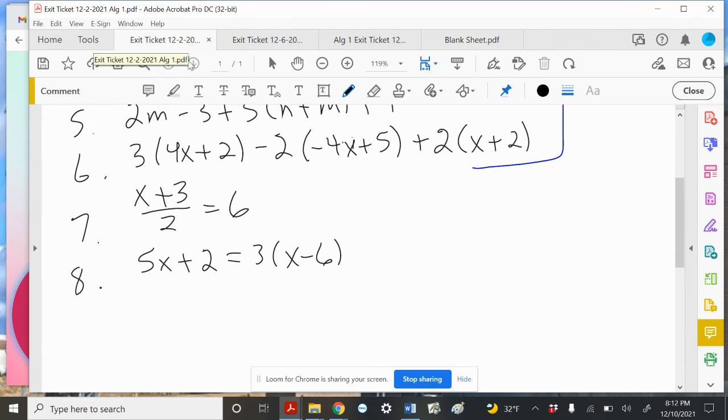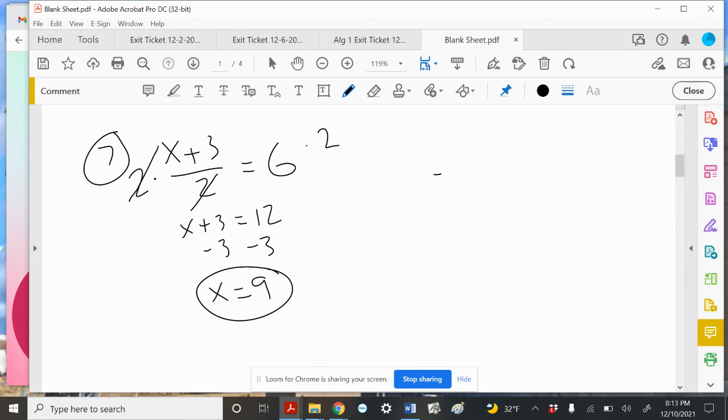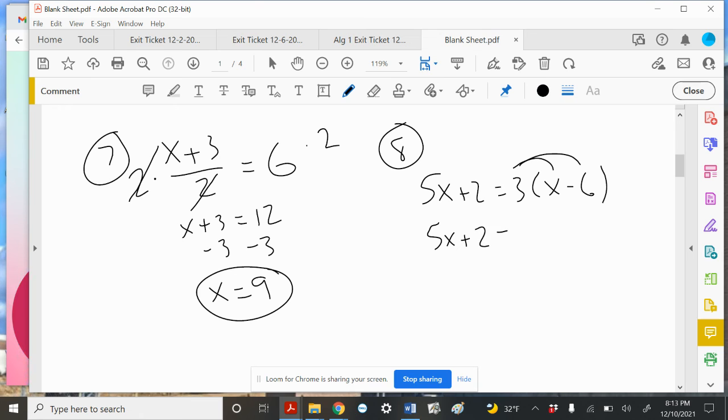And then we'll do number 8. So we have 5x plus 2 equals 3 times x minus 6, just like that. So that's problem number 8. And now my first step is to go to the right side and do my distribution. So I'm just going to leave this alone. Notice that I just keep rewriting the equation. It just makes it easier than just trying to remember all of that.